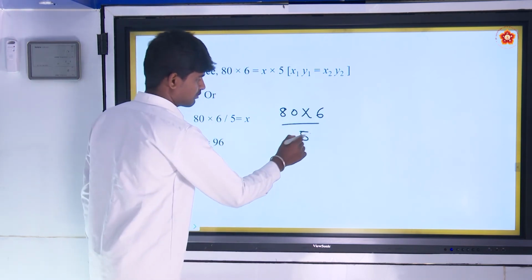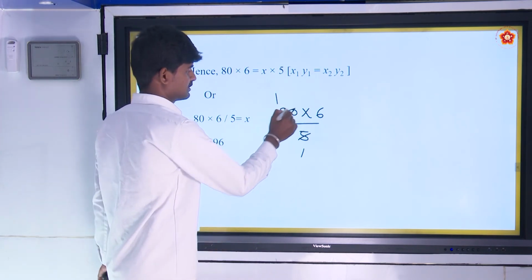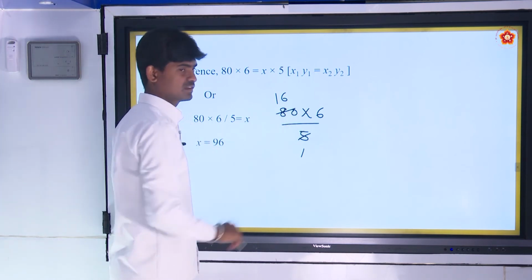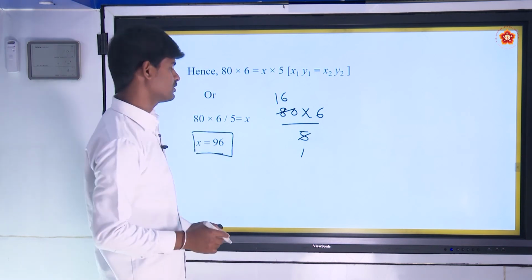Okay, 5 ones are 5, and 5 threes are 15, so 16. Then 16 into 6 is equal to 96. x is equal to 96. So what is x?